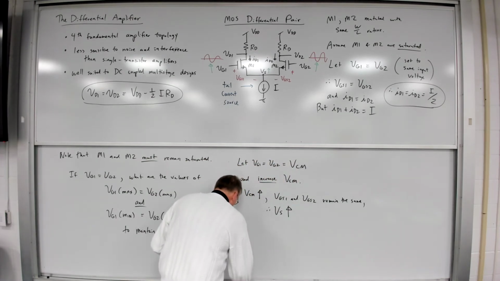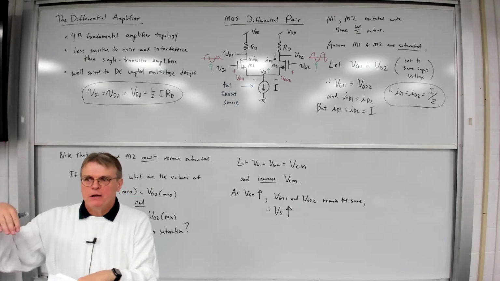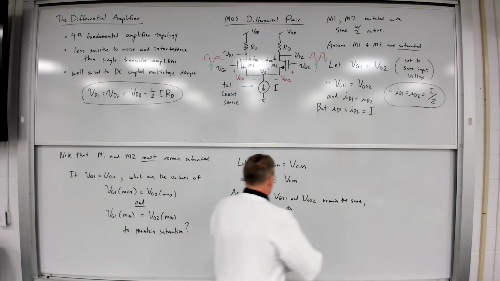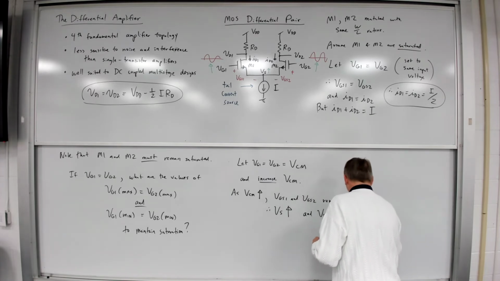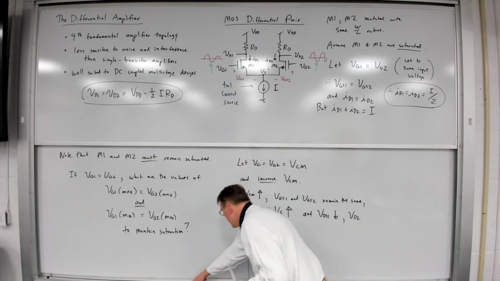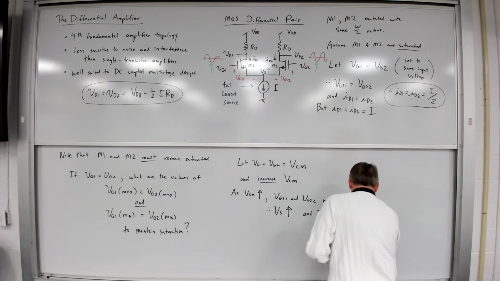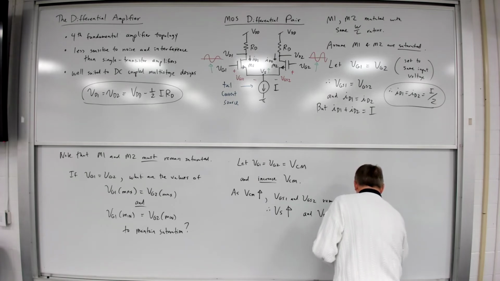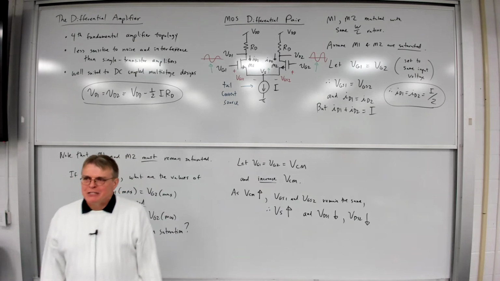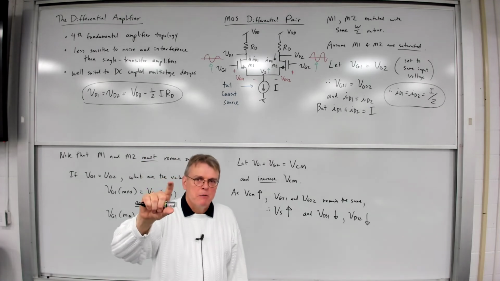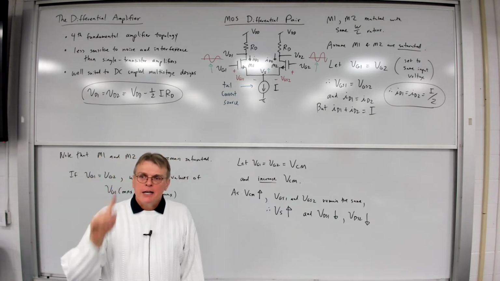So as Vs increases, VDS1 and VDS2 decrease, the drain source voltages across those two transistors. So those drain source voltages have to decrease. And as I decrease the drain source voltage across a transistor that's in saturation, VDS gets smaller and smaller, and eventually I'm going to hit the triode region. So I'm going to do that until we reach the saturation triode boundary.